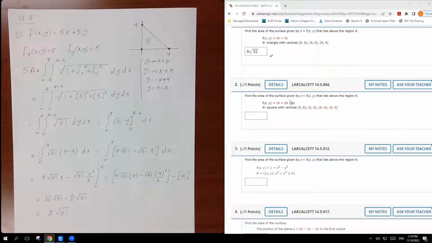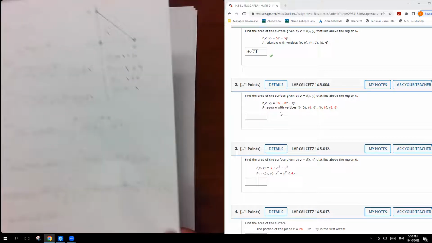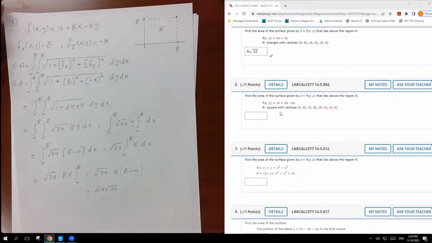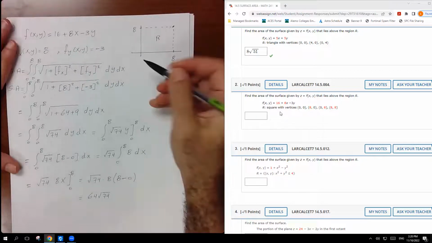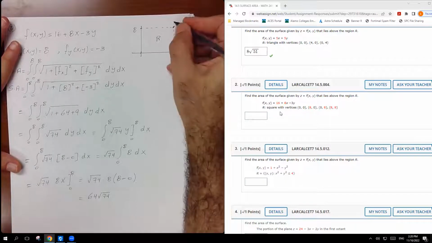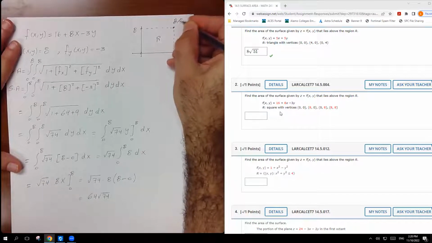Find the area of the surface given by z equal f of xy that lies above the region. Here is the region above. R is the square with vertices (0,0), (8,0), (0,8), and (8,8). So let's check this example. That means here are our vertices, which are (0,8), (0,0), and (8,0), and here is (8,8).